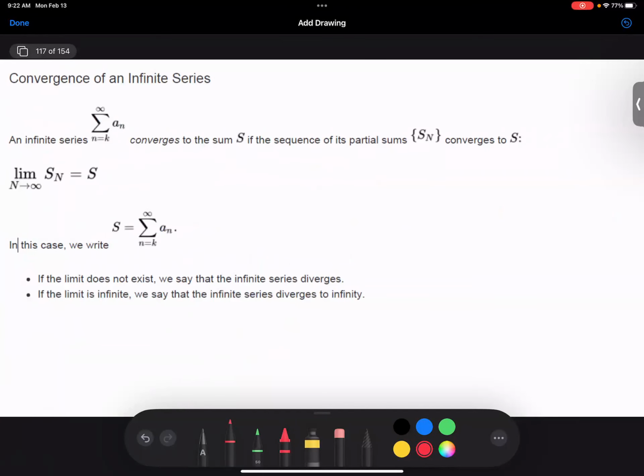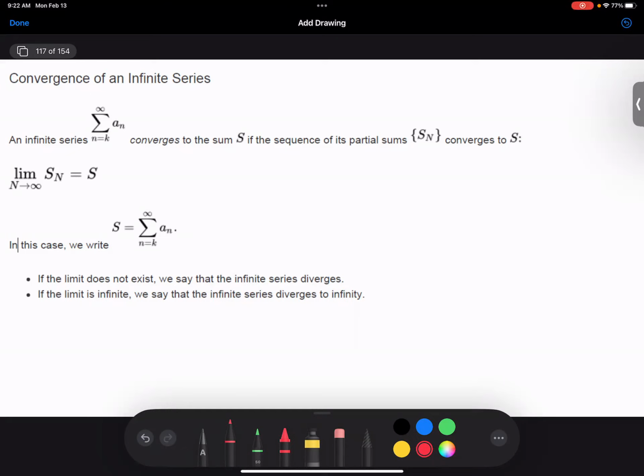Okay. So, convergence of an infinite series. An infinite series converges to the sum S if the sequence of its partial sums converges. So we talked a little bit about this with the geometric series. For the geometric series, if you sum all the way up from 1 to x^n, you got (1 - x^n)/(1 - x). These were the partial sums. And then we said, well, what happens as n goes to infinity? As long as x is less than 1, x^n goes to 0, and it converges.